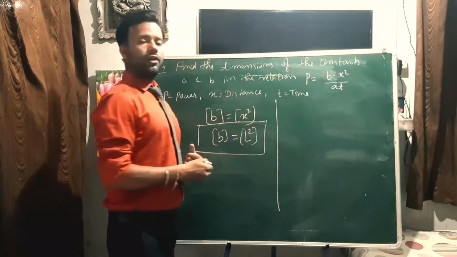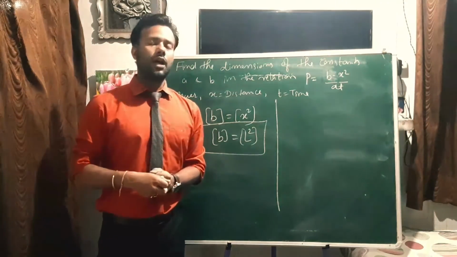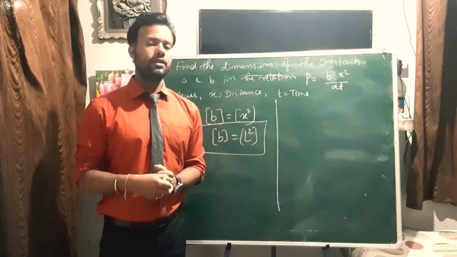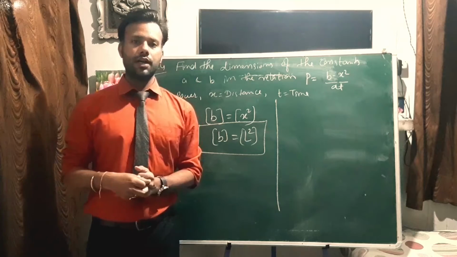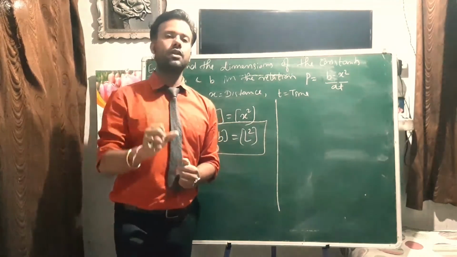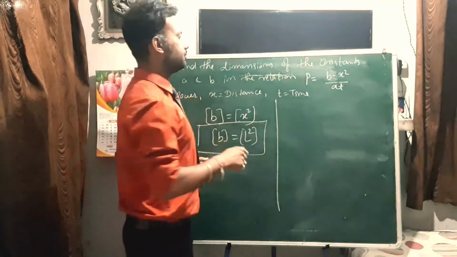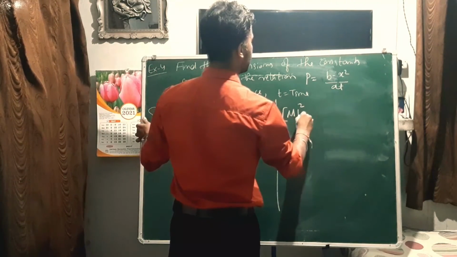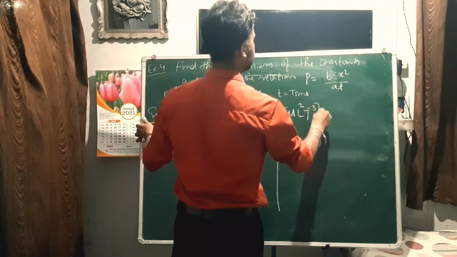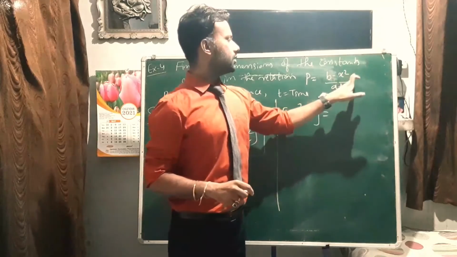Now, the dimensional formula for power. Power is work upon time. The dimensional formula for work is M L square T minus 2. And if we divide work by time, we'll get power. So M L square T minus 2 divided by time. That means M L square T minus 3. So power will be M L square T minus 3, equal to this term.